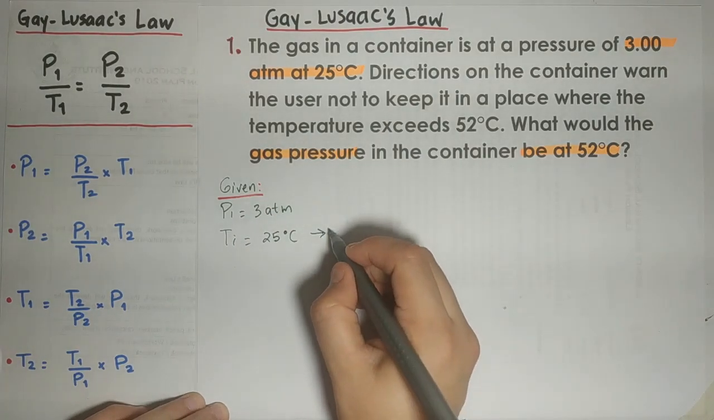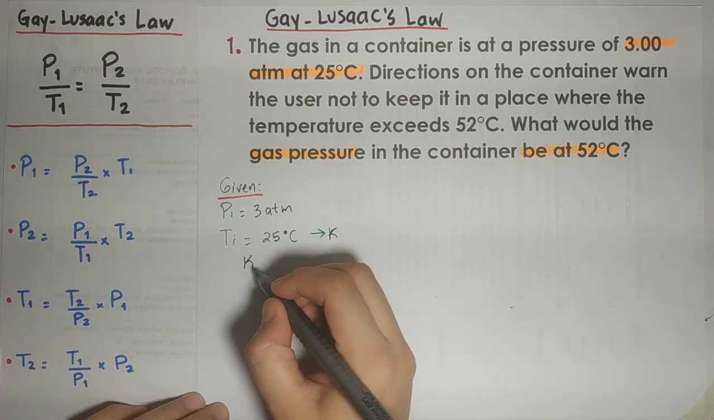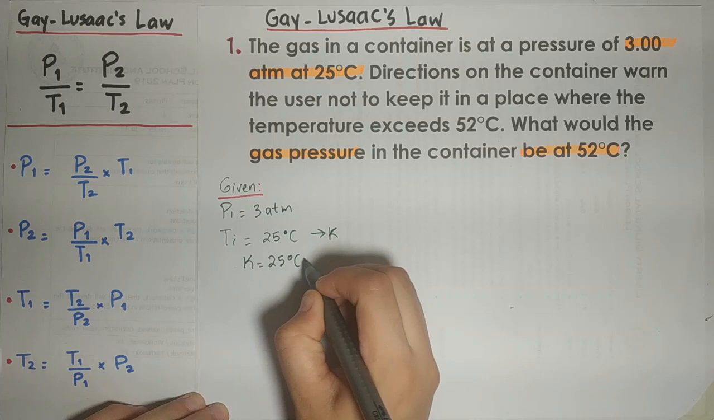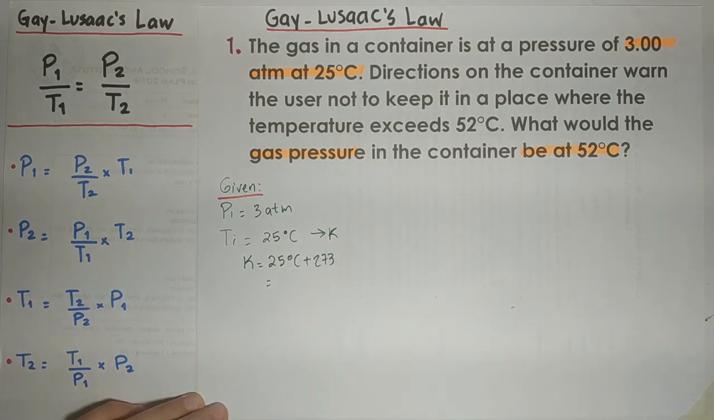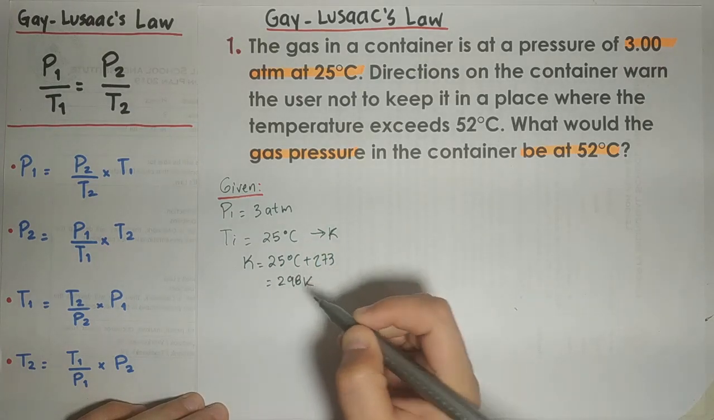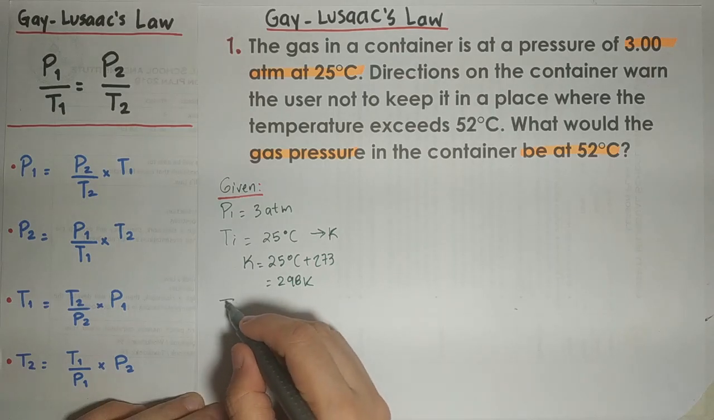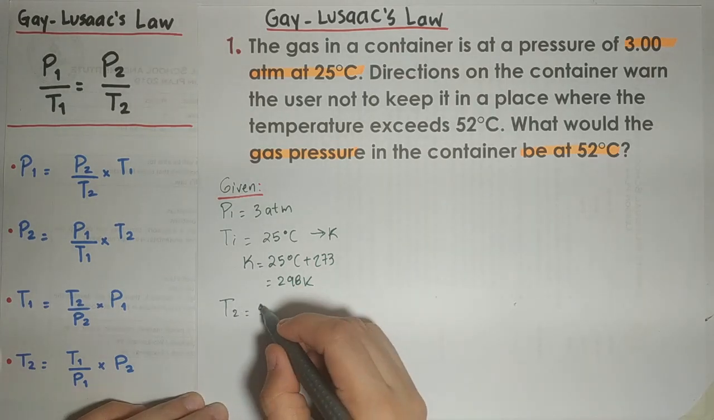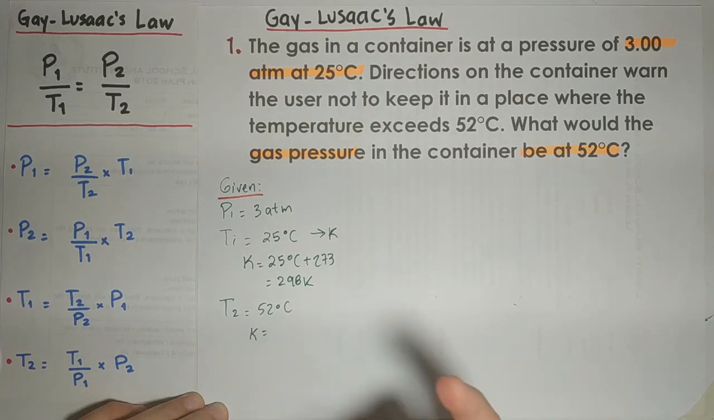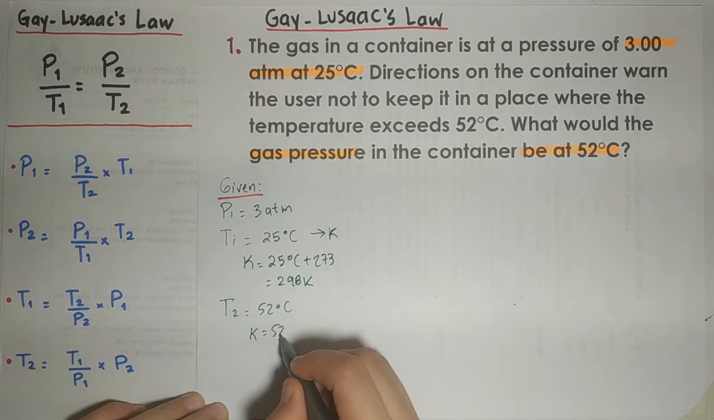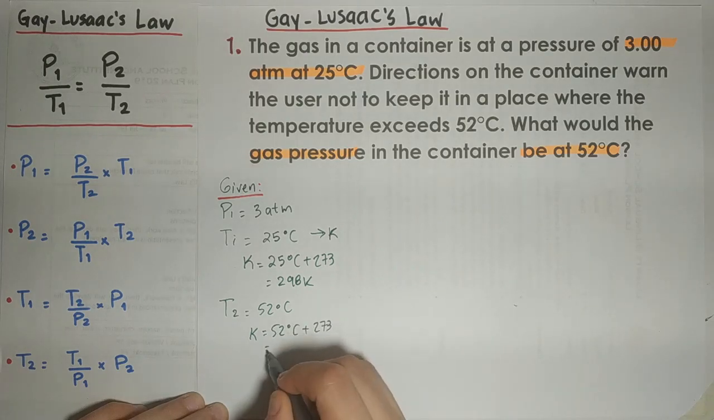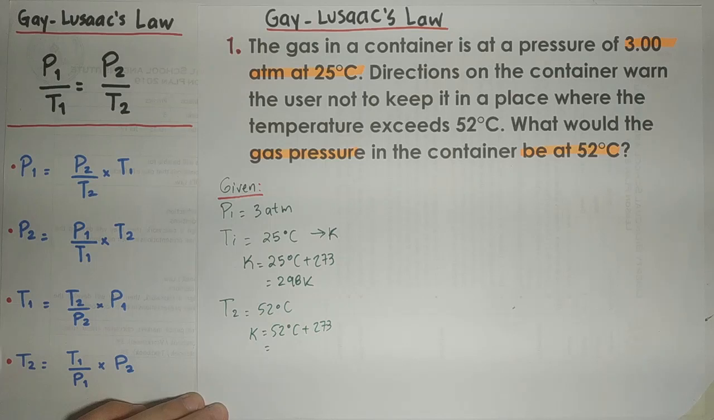We convert this into Kelvin. So initial temperature in Kelvin will be 25 plus 273. This is equal to 298 Kelvin. And then it's giving me a second temperature that is 52 Celsius. Again, we need to convert the Celsius into Kelvins. So we say 52 Celsius plus 273, which is 325 Kelvin.